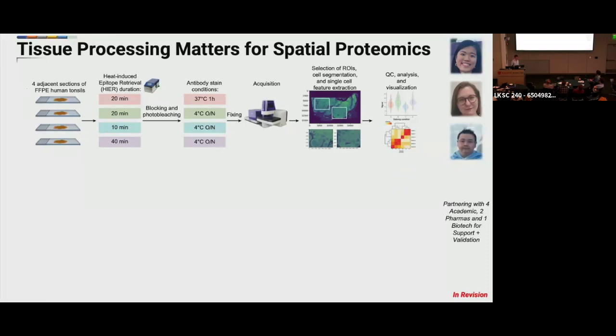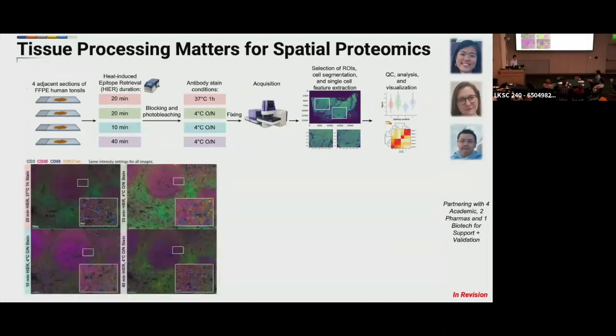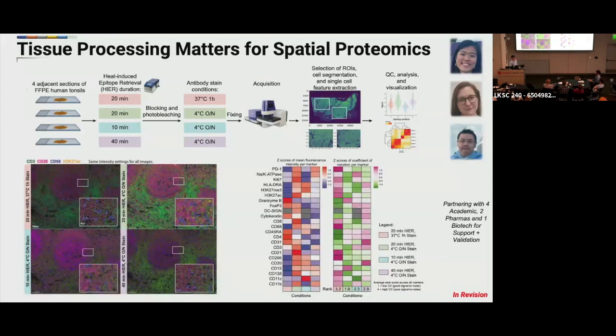And in this pilot data, initially, we only went after 4 conditions, right? 20-minute, 10-minute, or 40-minute retrieval at 97 degrees in a very specific buffer, the same buffer for all of them, in the same instrument, done at the same time. Antibodies stained with the same cocktail, lot controlled, across different temperatures: 37 degrees 1 hour, 4 degrees overnight. You then do the data acquisition. Right off the bat, you can see already by eye, your images are looking different in terms of how intense they are. These are the raw data, actually. If you then do your segmentation, feature extraction, and plotting of all the markers out there, completely different.